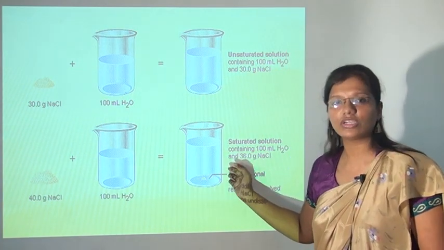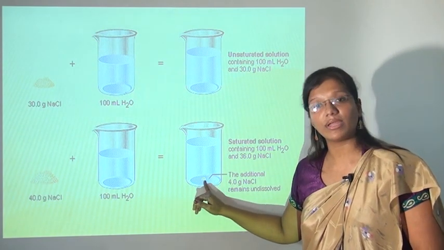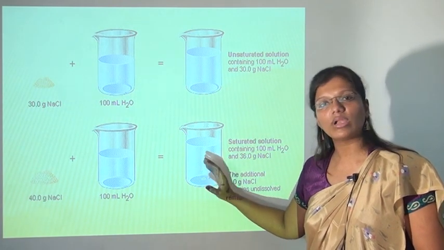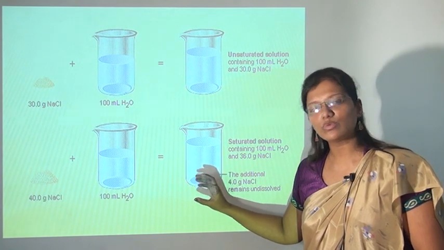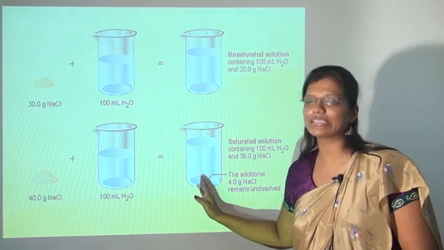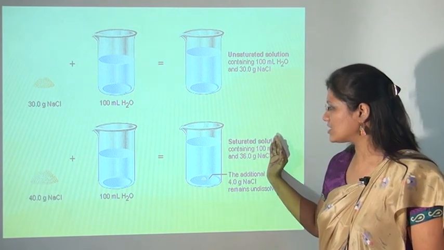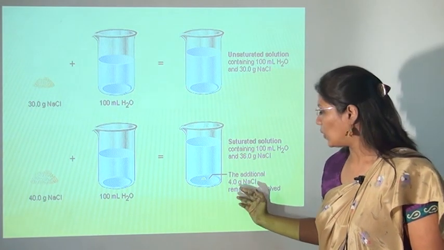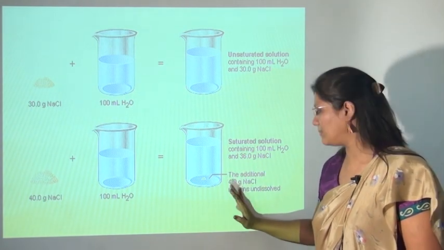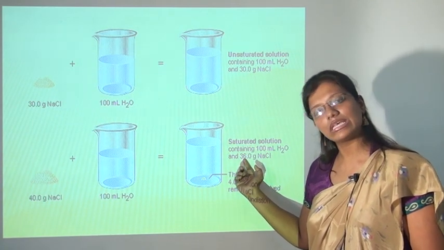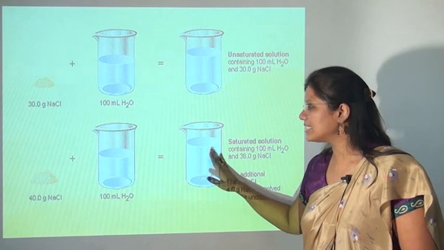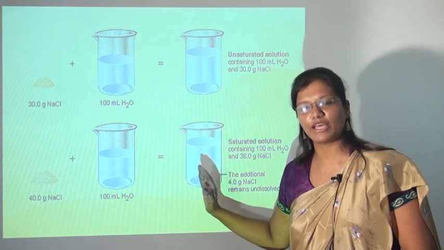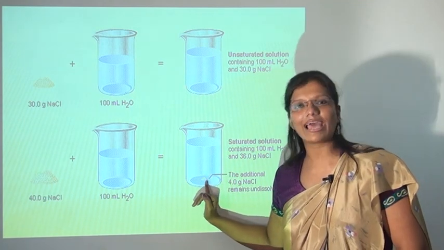So here it is a saturated solution and some solute is remaining here. Why? Because the saturation point of the solution is over and now it becomes a saturated solution, while the remaining portion cannot be dissolved in that and it remains as it is in the solution. So here the saturated solution contains 100 ml of H2O and 36 grams of NaCl, while the additional 4 grams of NaCl remains as it is. Here you can see that 36 grams of NaCl is basically its saturation point. After that it cannot dissolve any other solute, therefore the remaining 4 grams remain as they are.